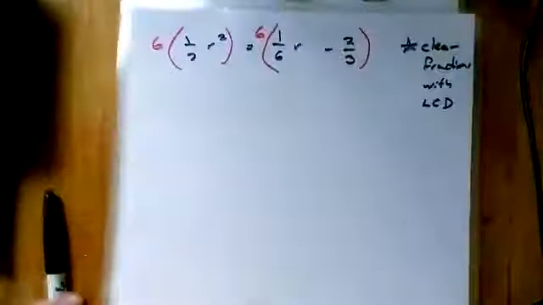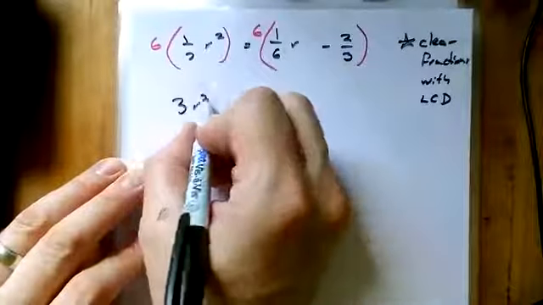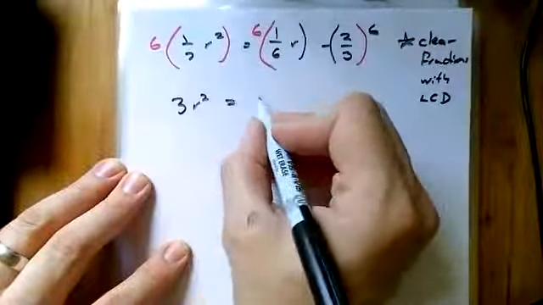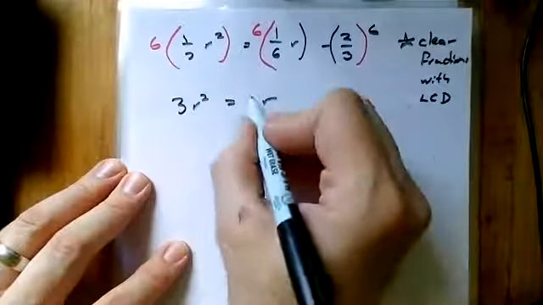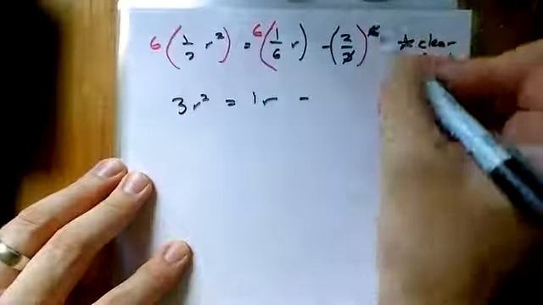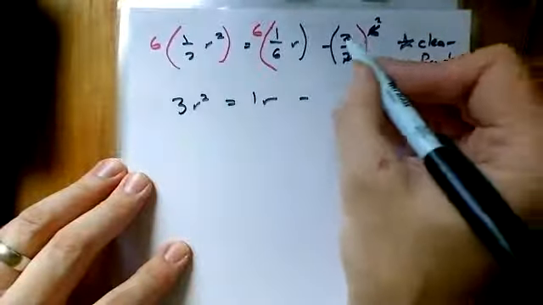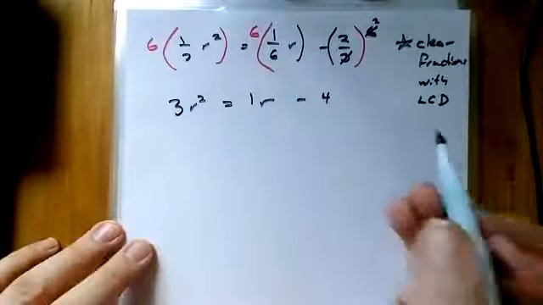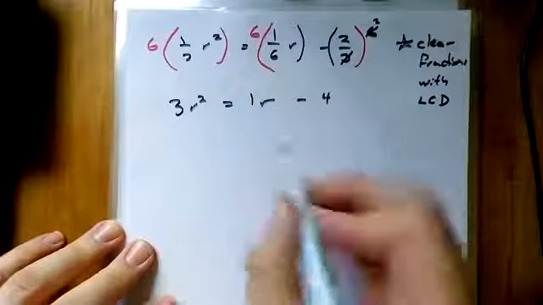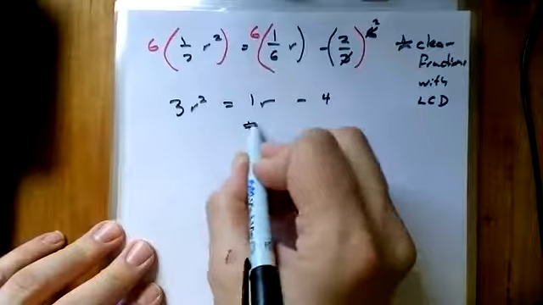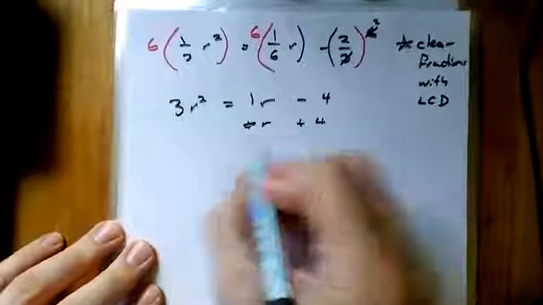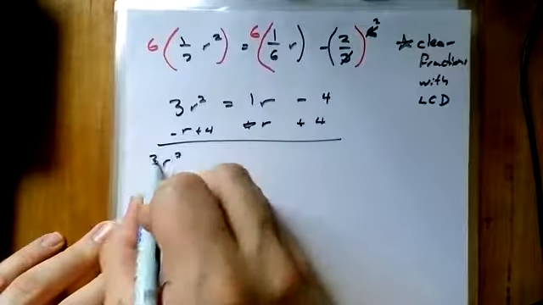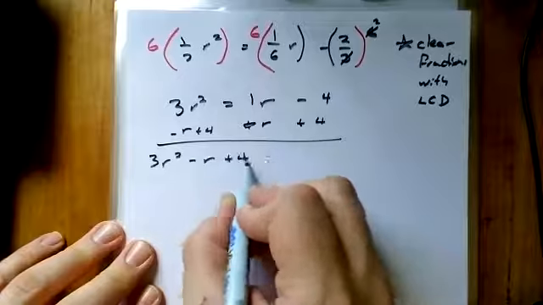So here I'm going to end up with 3r squared, and I'm going to distribute this. This is going to be is equal to 1r, and that's going to be 3 goes into 6 2 times. 2 times 2 is a 4. So I'm going to have 3r squared is equal to 1r minus 4. Now that we're here, we can go ahead and, oops, I'm going to move all of our terms to one side. I've got 3r squared minus r plus 4 is equal to 0.